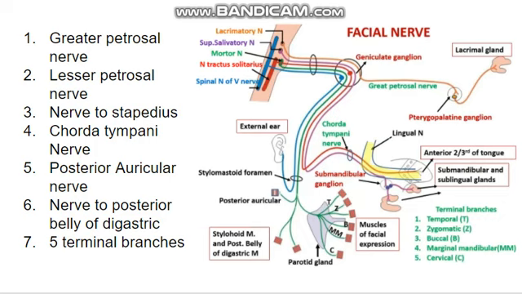Facial nerve has 7 main branches. First is greater petrosal nerve, second is lesser petrosal nerve, third is nerve to stapedius, fourth is chorda tympani nerve, fifth is posterior auricular nerve, sixth is nerve to posterior belly of digastric, and at last we have 5 terminal branches.